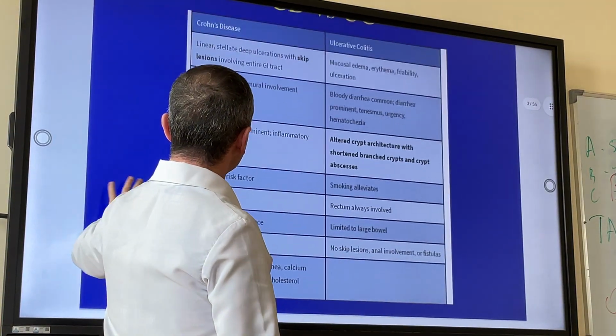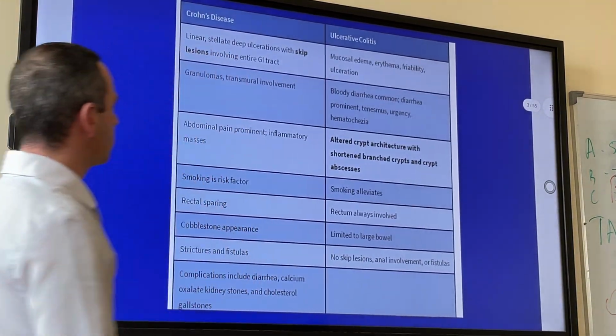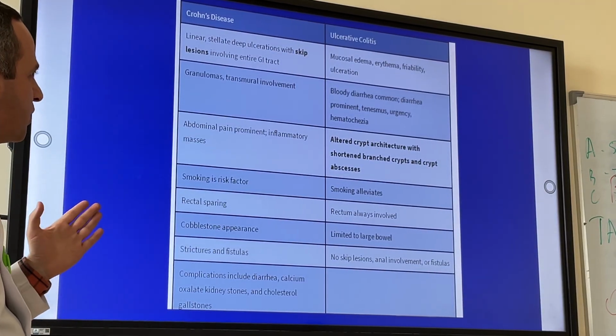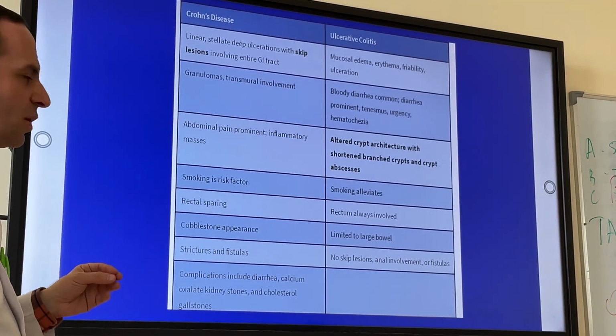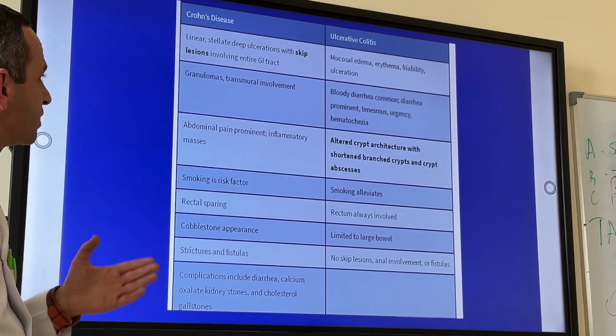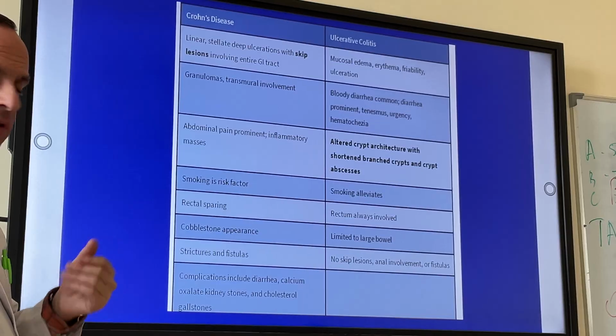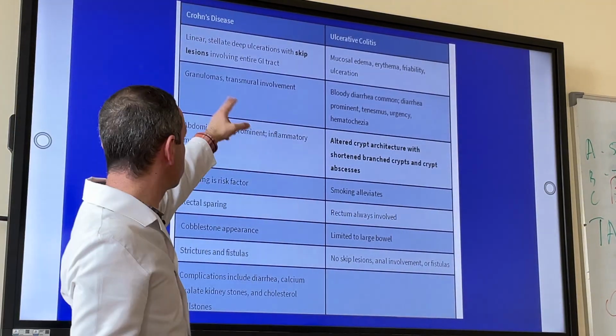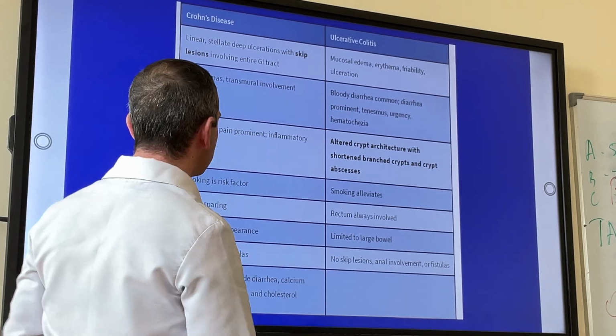Crohn's disease, we have linear stellate deep ulcerations with skip lesions, which may involve the entire GI tract. In ulcerative colitis, we have mucosal edema. These are endoscopic and pathological findings: erythema, friability, but no deep ulcerations in ulcerative colitis. Here, in Crohn's, we have transmural involvement and granuloma formation.